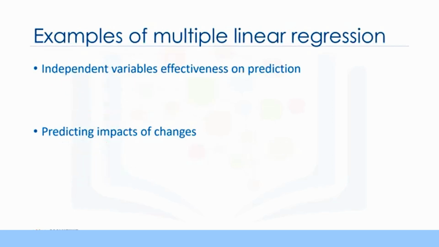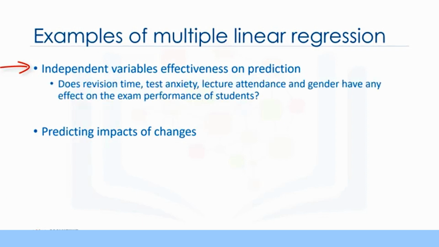Before we dive into a sample dataset and see how multiple linear regression works, I want to tell you what kind of problems it can solve, when we should use it, and specifically what kind of questions we can answer using it. Basically, there are two applications for multiple linear regression. First, it can be used when we would like to identify the strength of the effect that the independent variables have on a dependent variable. For example, does revision time, test anxiety, lecture attendance, and gender have any effect on exam performance of students?